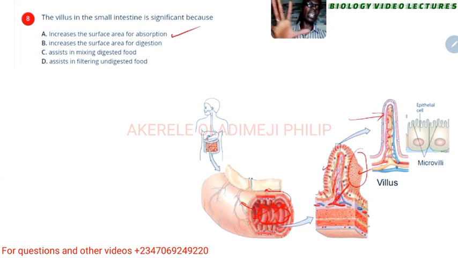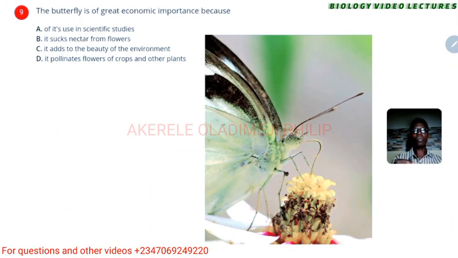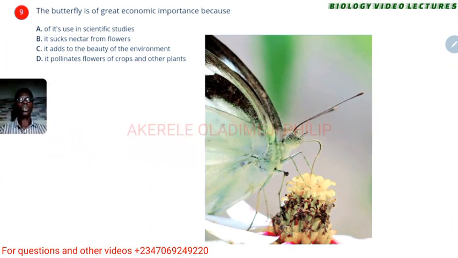It makes it easier for absorption to take place because of how thin and how microscopic it is. It looks this big, but it's not this big really. It's because of pictures that it looks this big. It's not really this big in reality. It's very, very small. That helps to absorb food substances. Now it says here, the butterfly is of great economic importance because of what?